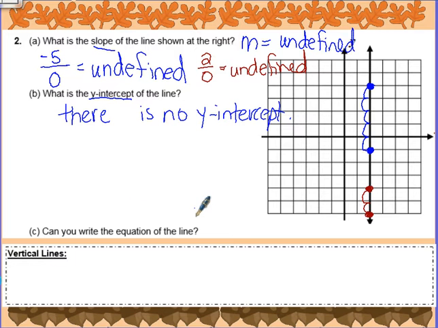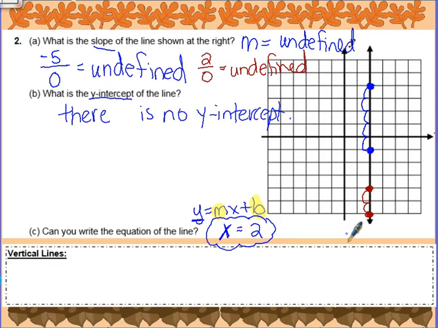So if we relate this back to y equals mx plus b, remember in order to write the equation of a line, we need to know the slope and the y-intercept. But in this example, we don't have a slope, it's undefined, and there's also no y-intercept. So this is a very, very special line. We are going to use the letter x equals 2. Okay, and I'll explain this one in just a moment.